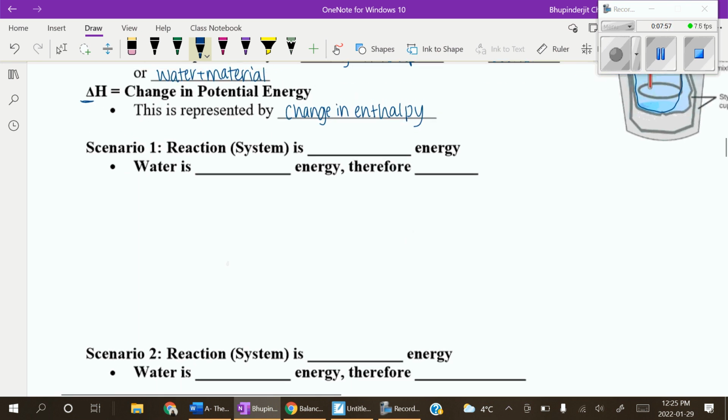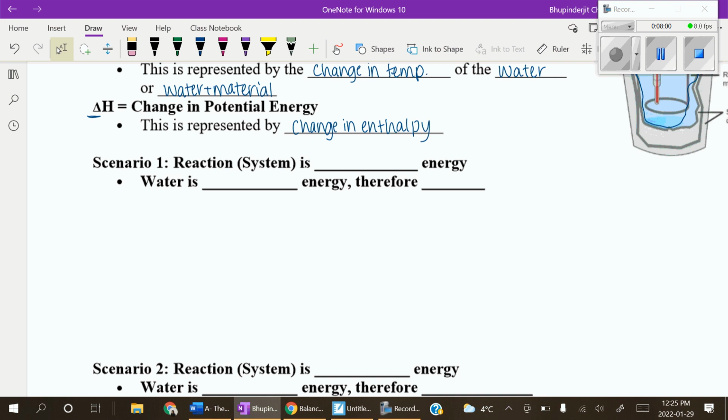All right, so let's take a look at some of the scenarios. Scenario 1. The system is gaining energy. Oh, I always do that. The system is gaining energy, so we're working with an exothermic reaction. Therefore, if the system is gaining, the water, which is considered our environment, is going to be losing.